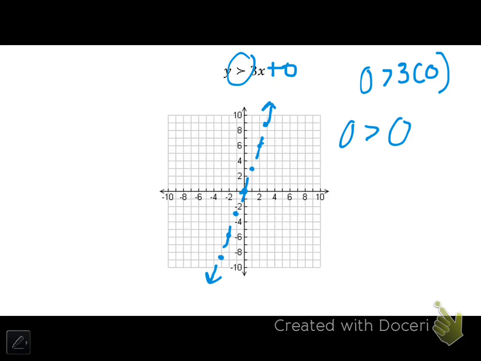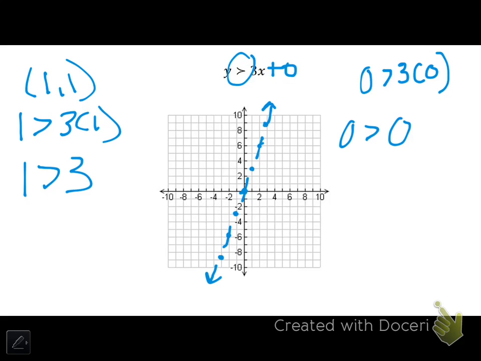Let's try 1, 1, because that doesn't sit on my line. So is 1 greater than 3 times 1? 3 times 1 is 3. Is 3 less than 1, or is 1 bigger than 3? No, it's not. So we've got to shade on our left side.